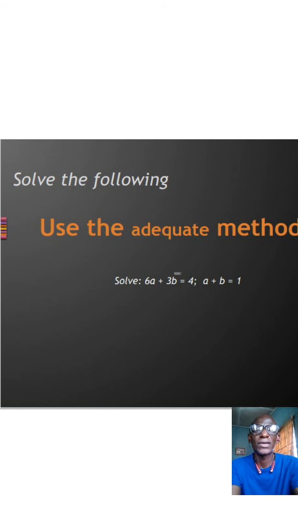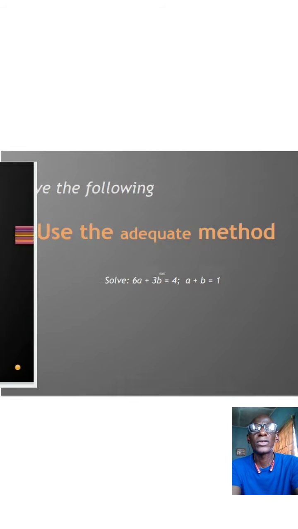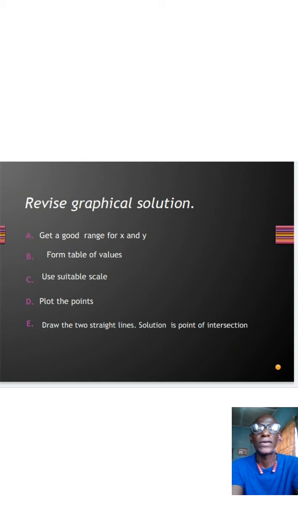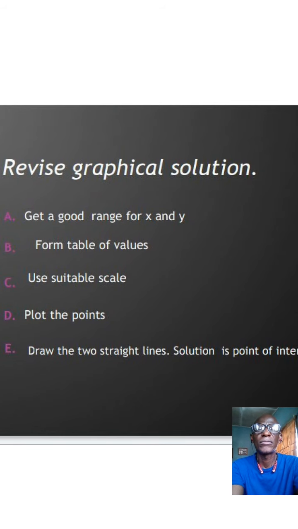Yes, we can also use graphical method, in which case you have to plot a graph. And so let us look at all the steps involved in solving graphically. In solving simultaneous equations graphically, the necessary thing to get is you must have a range for your x, which will determine the range of values for our y. So our x and y values now form what we call a table of values.